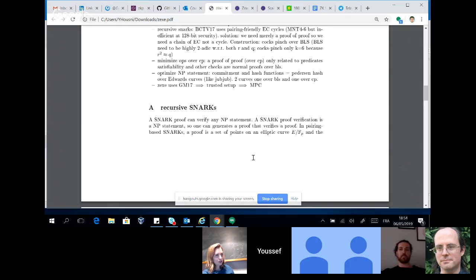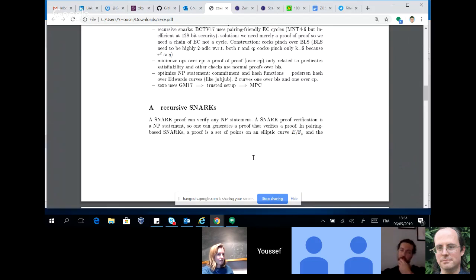But in general, in ZK snarks, if you need to verify a new thing, you need to create a new trusted setup. But in Sonic, we just create one trusted setup, and then as long as your function has fewer gates than the trusted setup, you will always use this same setup.